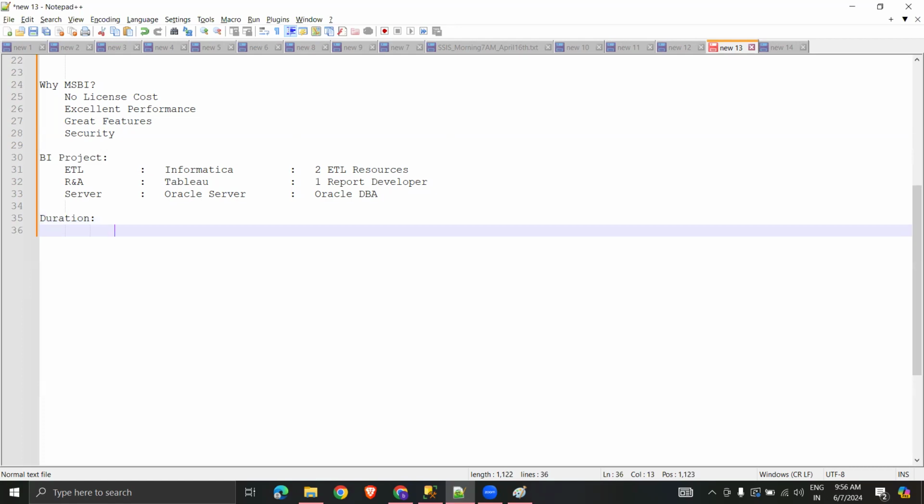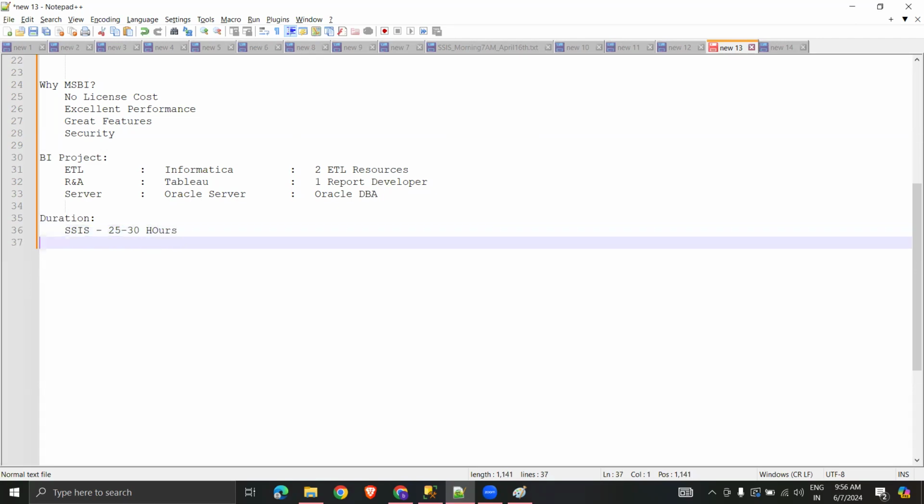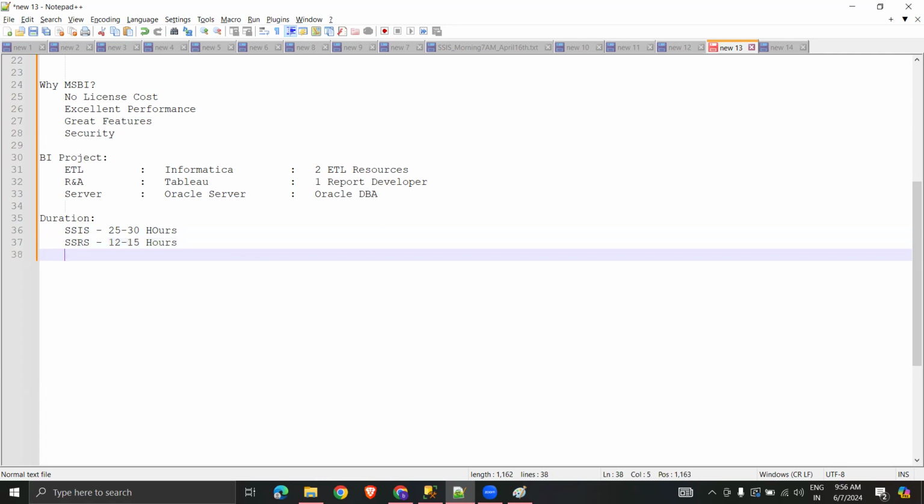So, duration. SSIS takes 25 to 30 hours. SSRS takes 12 to 15 hours, and SSAS also takes the same. So totally it is a 60-hour course, if you attend daily for 1 hour, with your timing between 9 and 10.